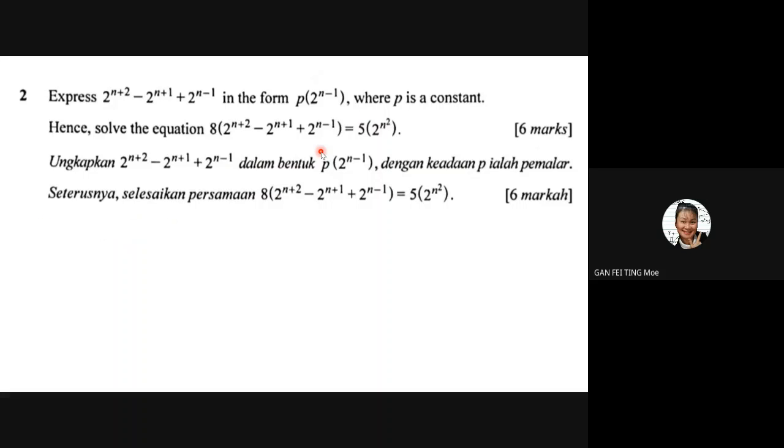In our question number 2. Question number 2 says: express 2 to the power of n plus 2, minus 2 to the power of n plus 1, plus 2 to the power of n minus 1, in the form of p in the bracket 2 to the power of n minus 1, where p is a constant. Hence solve the equation 8 times the expression from here equals 5 in the bracket 2 to the power of n squared. All right, so this is the question asked.